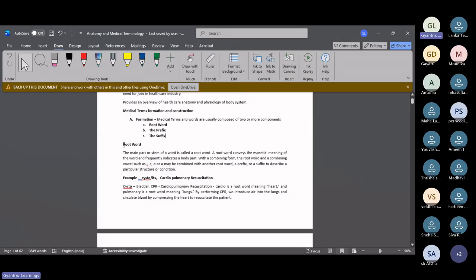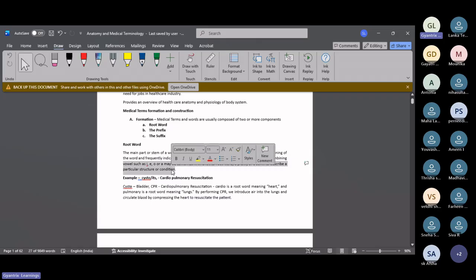So what exactly does the root word indicate? The main part or stem of a word is called a root word, and a root word conveys the essential meaning of the word and frequently indicates a body part. With the combining form, the root word and combining vowels such as a, e, i, o, u may be combined with another root word, a prefix or a suffix to describe a particular structure or a condition, right?